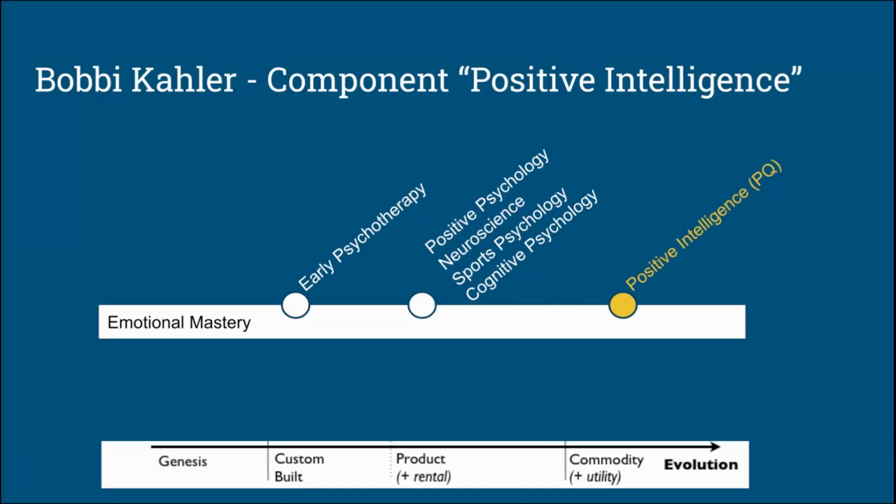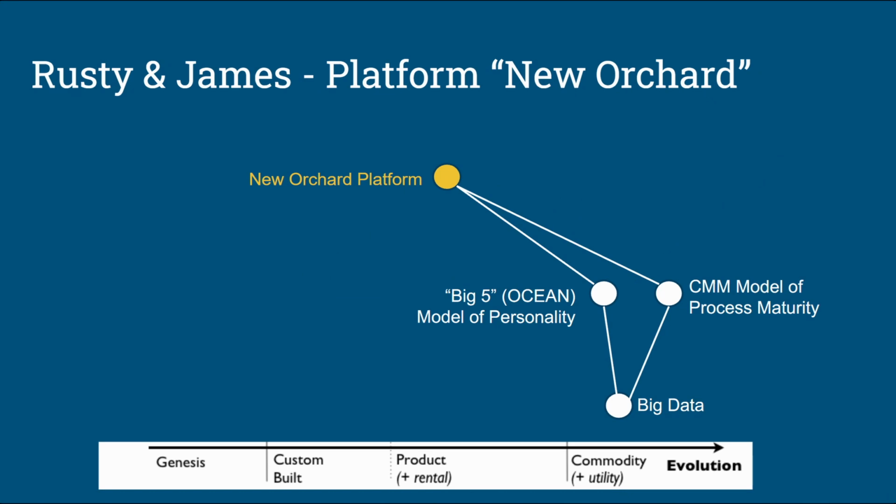We'll come back from Bobbi and I'll introduce the second speaker. A platform called New Orchard, right? The prior talk was a commodity. This is a platform. It's made up of things like big data, the capability maturity model for process maturity, and the ocean model of personality, which are 2 of the major things that, combined with big data, allow this New Orchard platform to exist. And so let's go to Rusty and James.